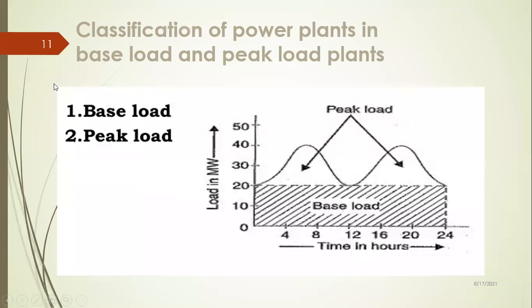Now next is the classification of power plants as base load and peak load plants. So what is the base load? That is a load continuously working for 24 hours, or continuously for 1 week, or for 1 month, or for 1 year. Those are called base load plants. And peak loads are when the load is increased in a particular duration of time. In that peak load, some plants are there which can be easily started up, so those plants are used as peak load plants.